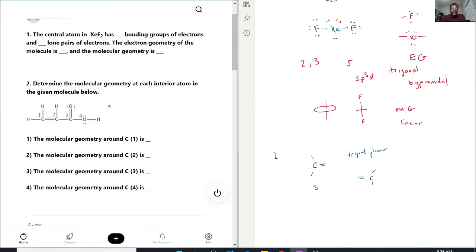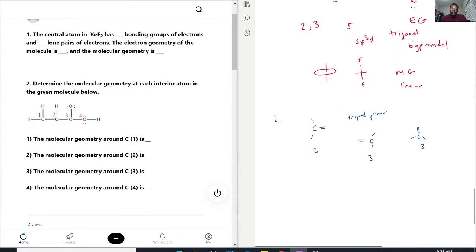Also going to be trigonal planar because it has 3 bonding groups total. One of them is a double bond, but the other 2 are just single bonds. The last carbon, funny enough, is now like this. So it's also going to be trigonal planar because it also has now 3 bonding groups. So all of these have had 3 bonding groups, okay?